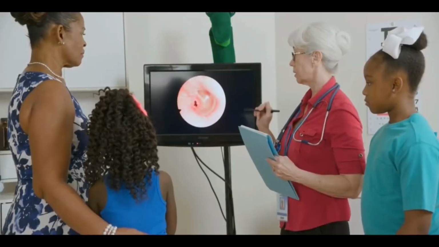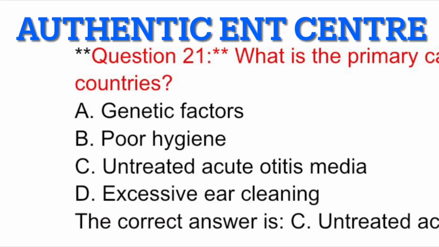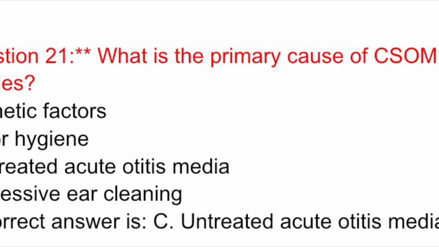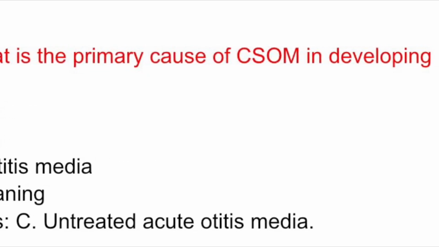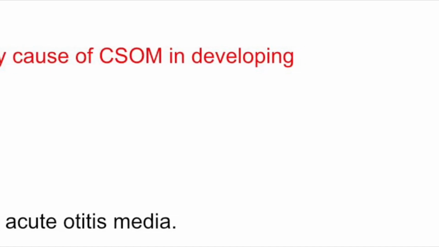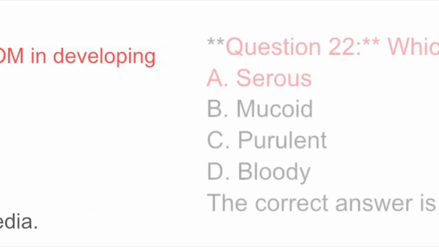Let's continue with more MCQs on chronic suppurative otitis media. Question 21. What is the primary cause of CSOM in developing countries? A. Genetic factors B. Poor hygiene C. Untreated acute otitis media D. Excessive ear cleaning. The correct answer is C. Untreated acute otitis media.